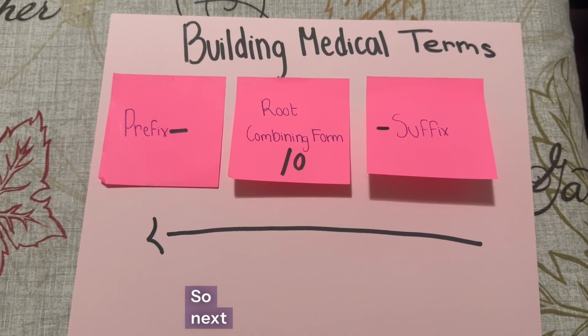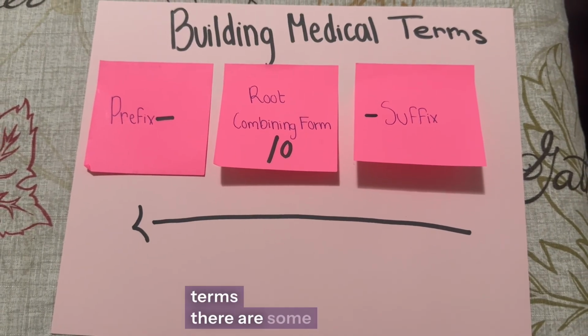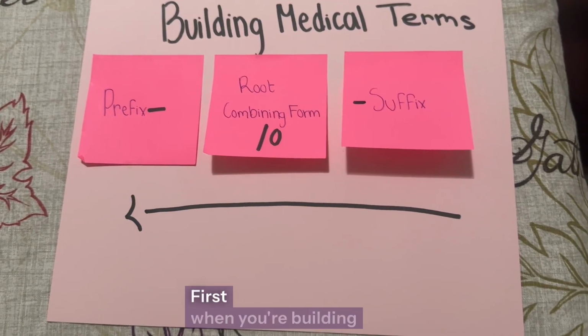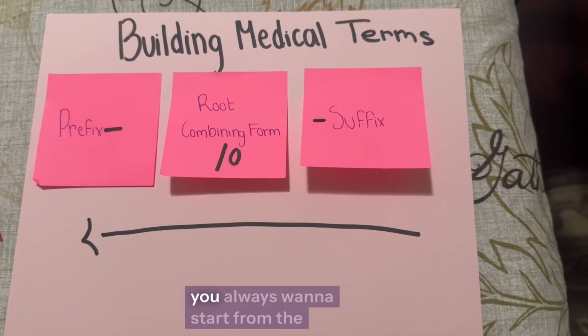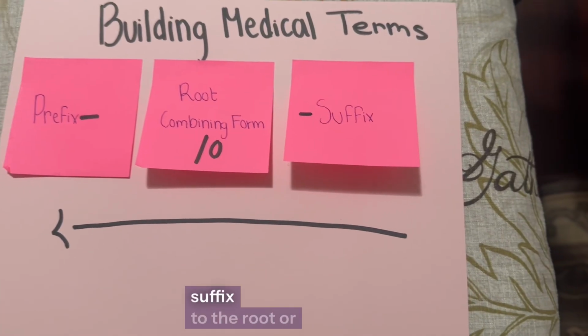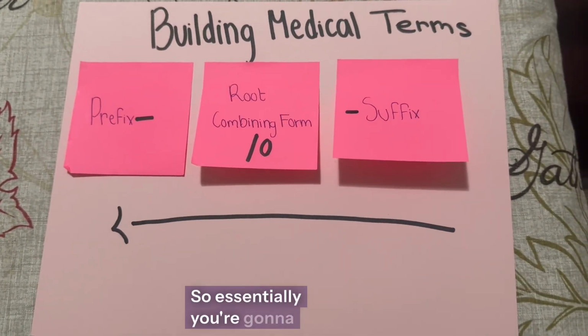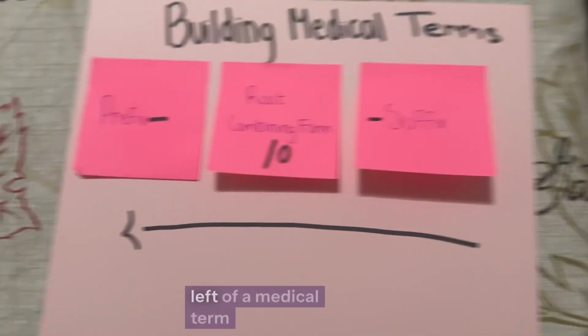So, next, there are some rules that you want to think about before building your medical terms. First, when you're building your medical terms, you always want to start from the suffix to the root or combining form to the prefix. So essentially, you're going to be starting from the right to the left of a medical term.